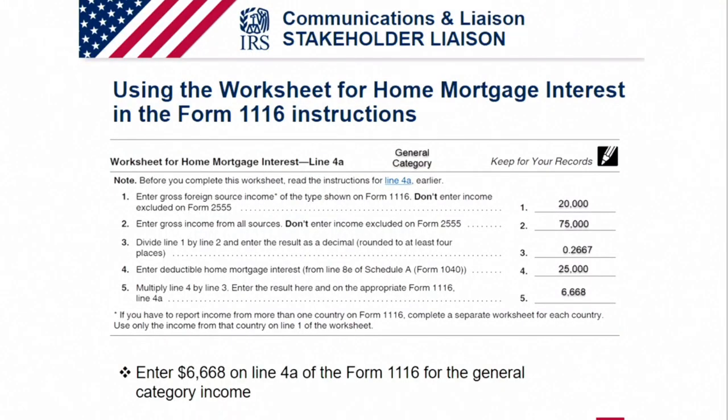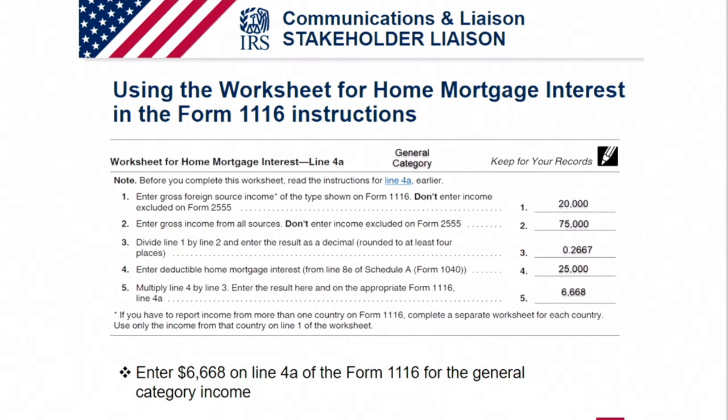So now we'll use the worksheet that's contained in the Form 1116 instructions to do the actual apportionment. First, we'll do the general category. The only foreign source income that is distributed is a distributive share of partnership income, and that is the general category, which is $20,000. That is entered on line 1. And the gross income from all sources is $75,000 per the facts of the case. This goes on line 2.